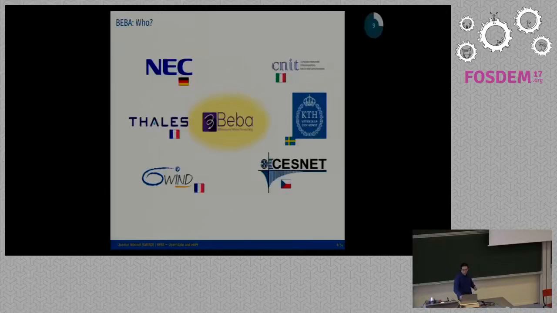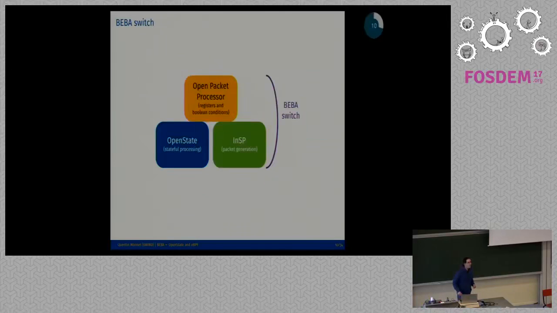As for the partners of the project, it's a research project, so we have business companies, and we also have academic partners on the right side. All those partners have designed what we call the Rpp Architecture, or Rpp switch. It's made of three components. There is OpenState for stateful processing, we'll talk about it just after that. There is something for in-switch packet generation, but we will not see it in the presentation. And there's also Open Packet Processor, which is an extension based on the two other components, and we'll see a little of it at the end of the presentation.